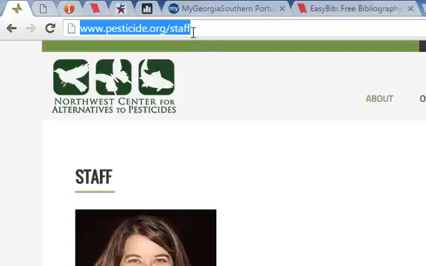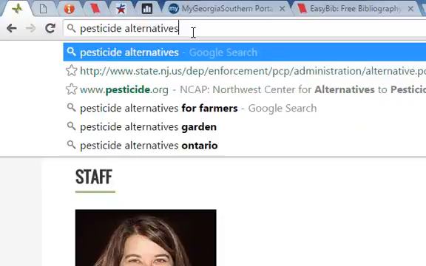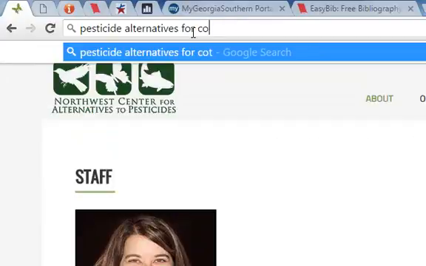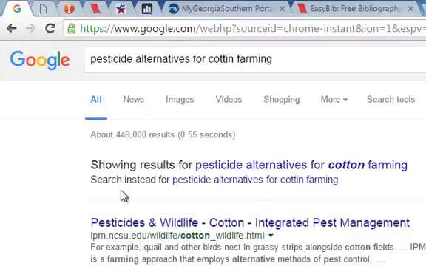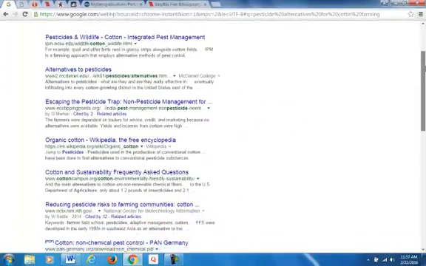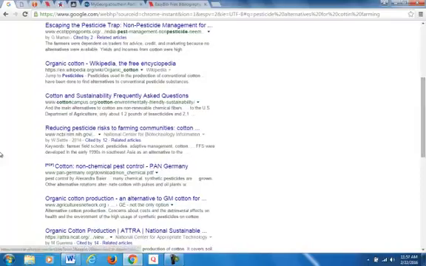So that'd probably be like cotton. So I'd probably use pesticide alternatives for cotton farming. And the first thing I see here that looks pretty good is a .gov site, National Center for Biotechnology.